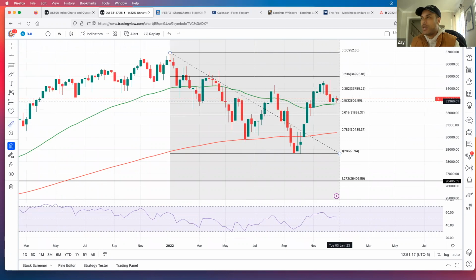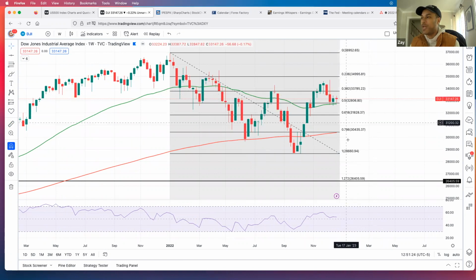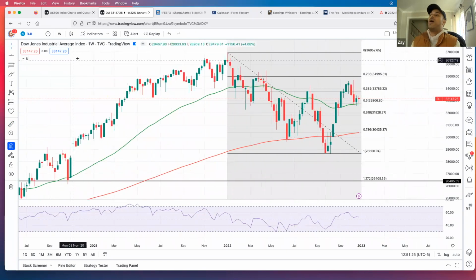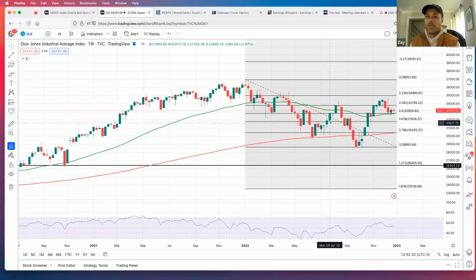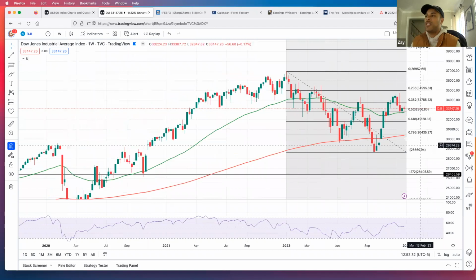Which would be for the Dow, about a 2% rally. You get 2%, and then from there, do we start to reject? So those are the levels that I'll be paying attention to on the Dow. All right, and so that was the Dow.